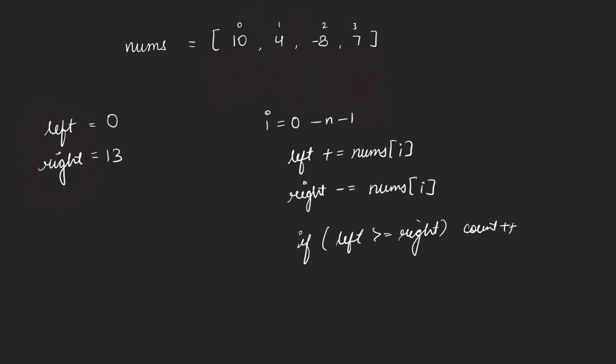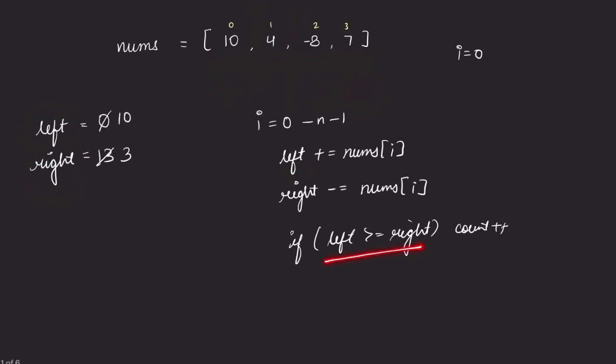So if you see, when my i is 0, I am doing a split here. In left 10 will be added, so left sum will become 10, and from the right 10 will be deducted, so it will become 3. Now is left greater than or equal to right? Is 10 greater than or equal to 3? Yes, it is. So the count will become 1.